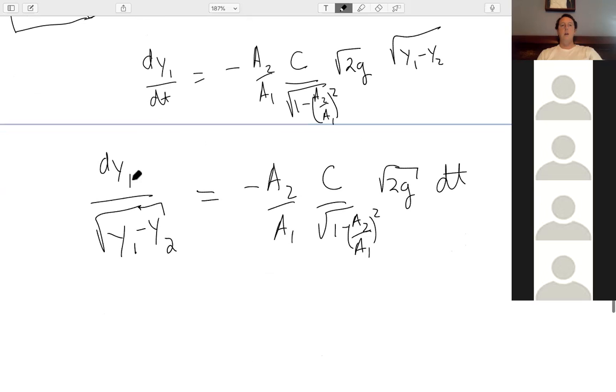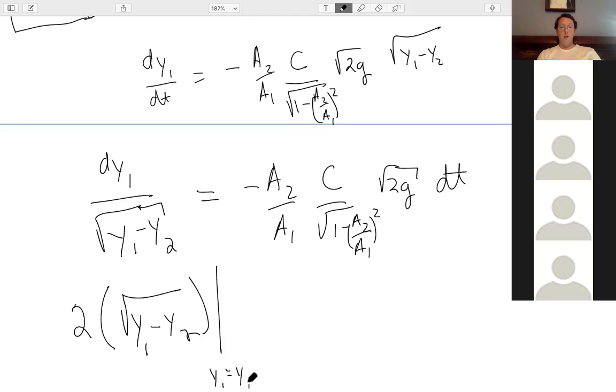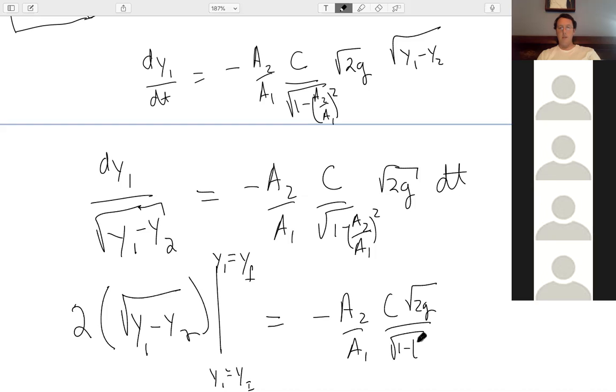Yeah. Okay. And then this is a power law integral. So this is a square root. So I raise the power by 1. So this is a negative half power. It becomes a plus half. And then I divide by the new power. So I divide by half, which is multiplying by 2. So this becomes 2 times the square root of y1 minus y2 evaluated from y1 equals y initial to y1 equals y final. And that equals minus a2 over a1 c square root 2g over square root 1 times t.